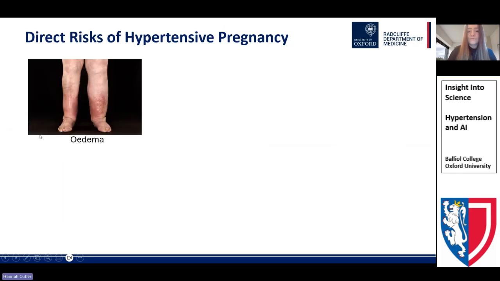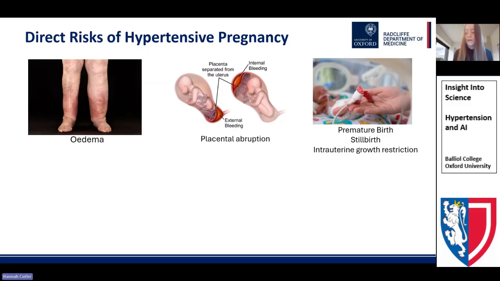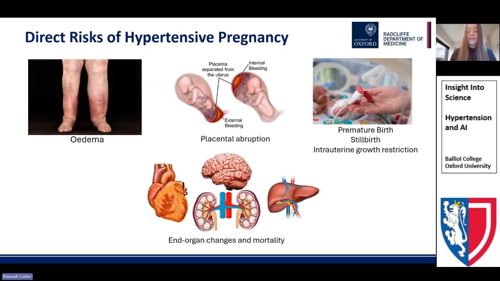So some of the direct risks of a hypertensive pregnancy are edema. This is where you get swelling in the limbs. You also can get placental abruption. So this is where the placenta is separated from the uterus and you might get internal or external bleeding. You can get premature birth, stillbirth, and intrauterine growth restriction, where the fetus doesn't grow as it normally would. And you can also get end organ changes and even mortality in some women.